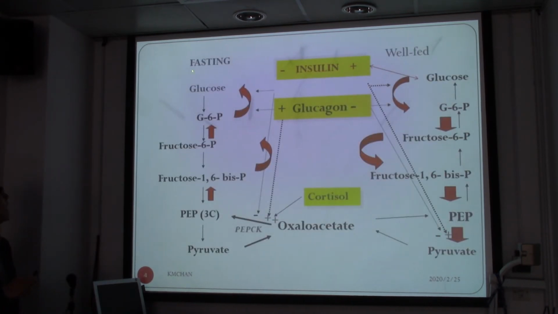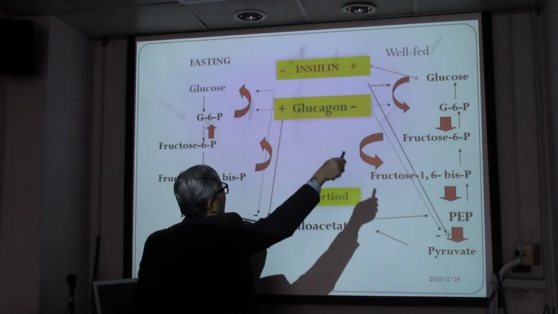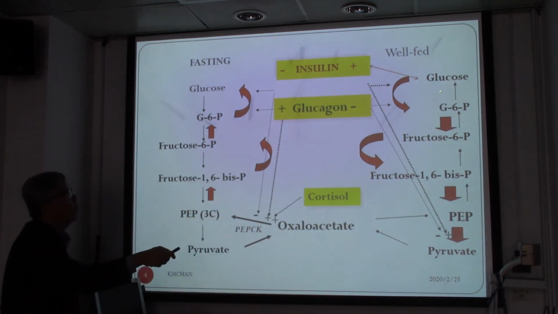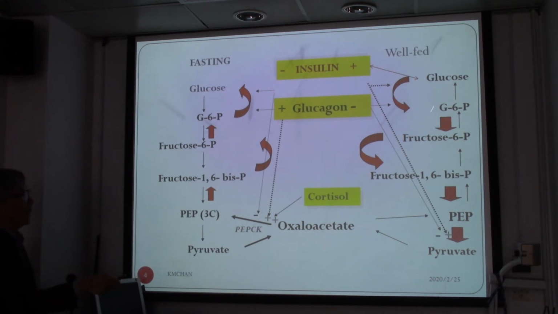So during fasting, we need more sugar. When we are well fed, we have a lot of sugar. We start from the right hand side here. You can see that this would induce insulin. Insulin would promote the metabolism of sugar, including turning glucose into glucose 6-phosphate, fructose 6-phosphate, fructose 1,6-bisphosphate, and then phosphoenolpyruvate or PEP. And then we go into glycolysis, and glycolysis will produce oxaloacetate.